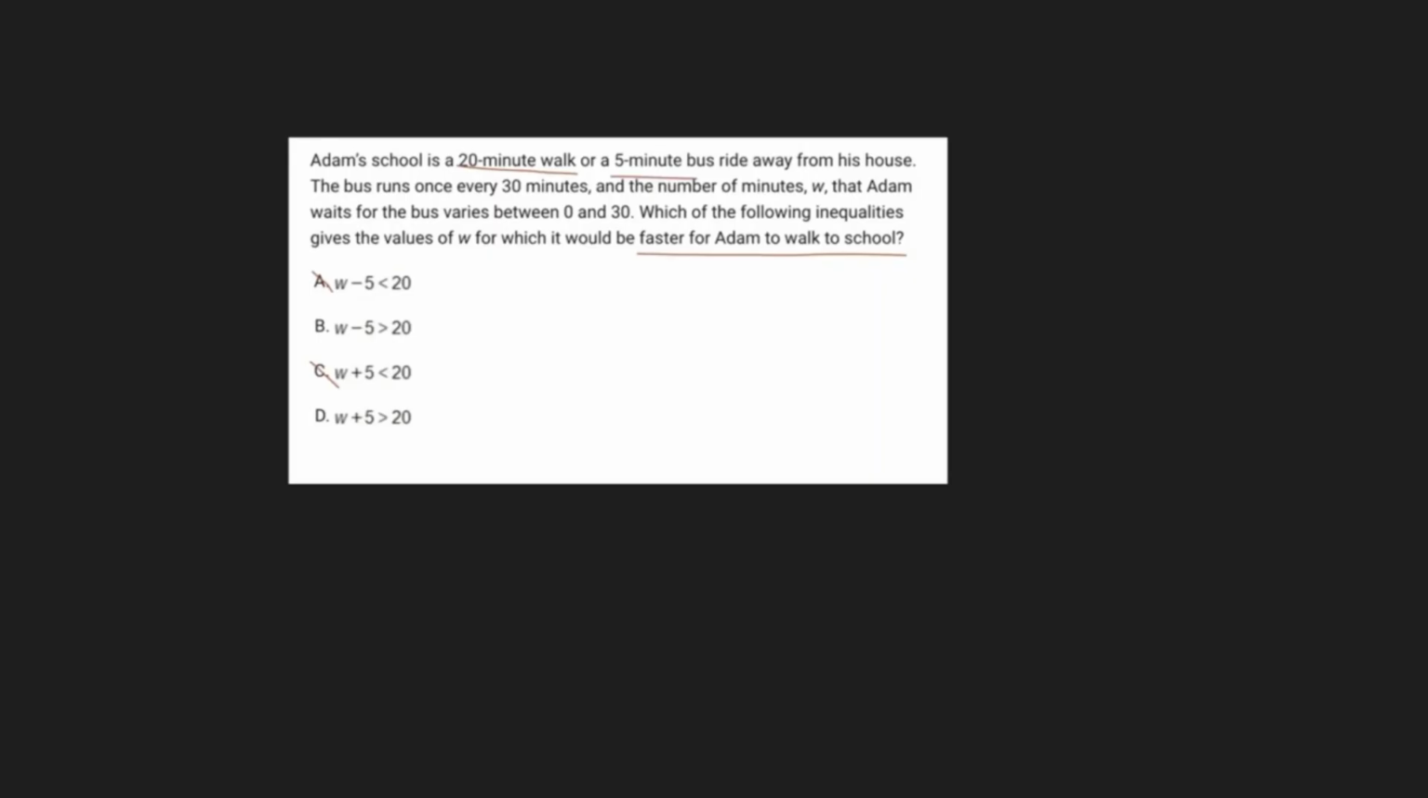Well, the thing with B is it shows W minus 5. In reality, this doesn't really make any sense because that 5-minute bus ride is included in the waiting time, right? So the waiting time here is W, the amount of time that Adam has to wait for the bus. And so we want to add on that 5 minutes because it takes 5 minutes to actually get on that bus from his house and actually arrive at school. And therefore, it can't be minus 5 because we're not taking away time, that's just adding time to him. And therefore, our answer is going to be choice D.